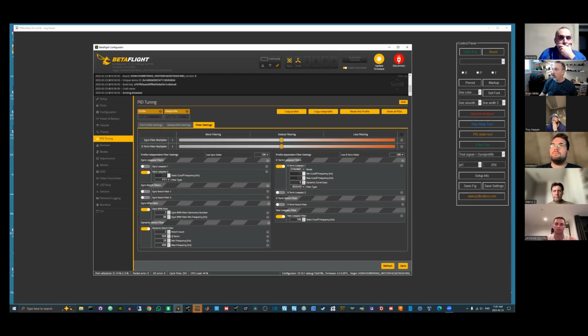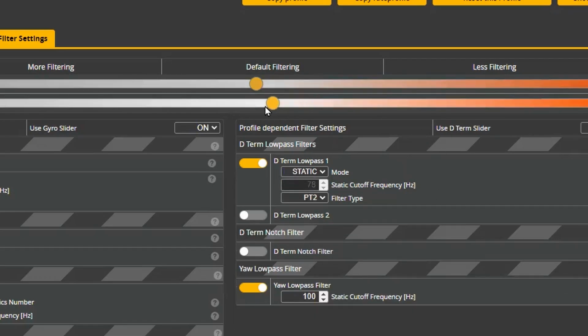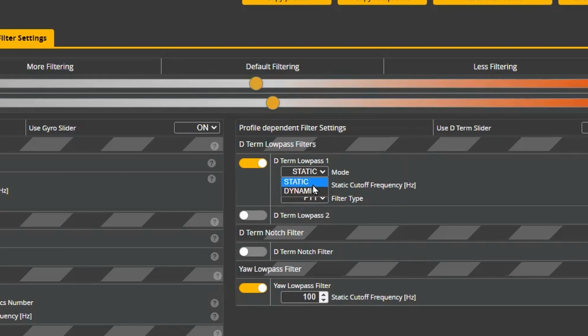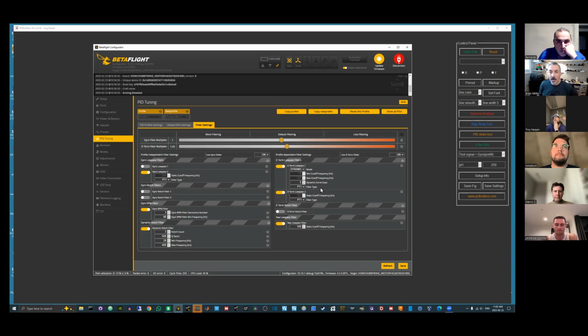Let me tell you one thing though, so when Troy asks, why do I sometimes go with a PT2 and then I'll turn this to a static and then I'll just play with that? The primary reason I do that is because it's simple. Conceptually, it's simple, and I like that. I'm a simple kind of guy. If you had that at a PT1 dynamic plus this, that's a complicated sort of set of parameters.